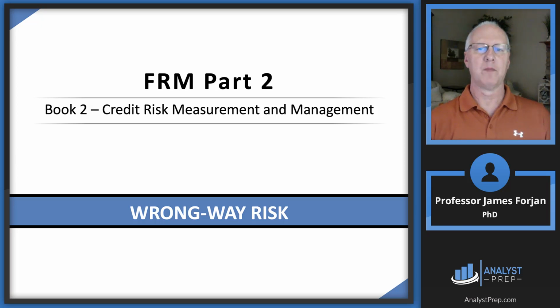This is FRM Part 2, Book 2, Credit Risk Measurement and Management, and the chapter on wrong way risk.